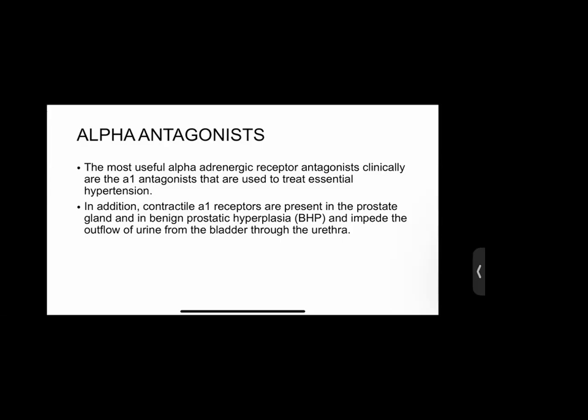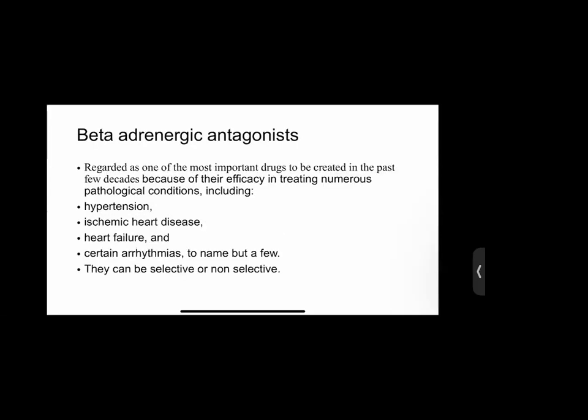Then we have the beta adrenergic antagonists. The beta adrenergic antagonists are regarded as one of the most important drugs created in the past few decades because of their efficacy in treating numerous pathological conditions like hypertension, ischemic heart disease, heart failure, and certain arrhythmias, and they can be selective or non-selective.